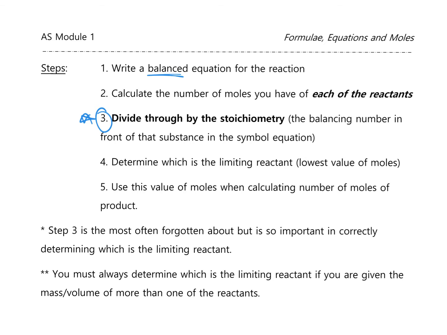Determine which is the limiting reactant. So that's after you've divided by the stoichiometry or the balancing number. It'll be the lowest value of the moles after you have divided by the balancing number, not before, but after. And this is the value of moles that you use when you're calculating the number of moles of your product. So in this case, we'll use these steps now to go through worked examples 1 and 2.